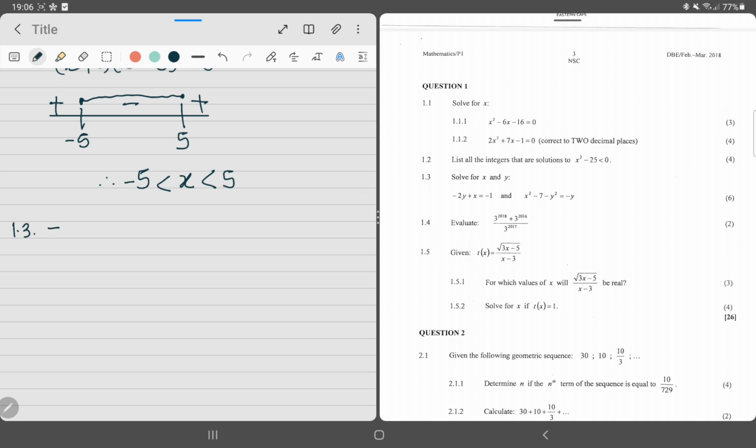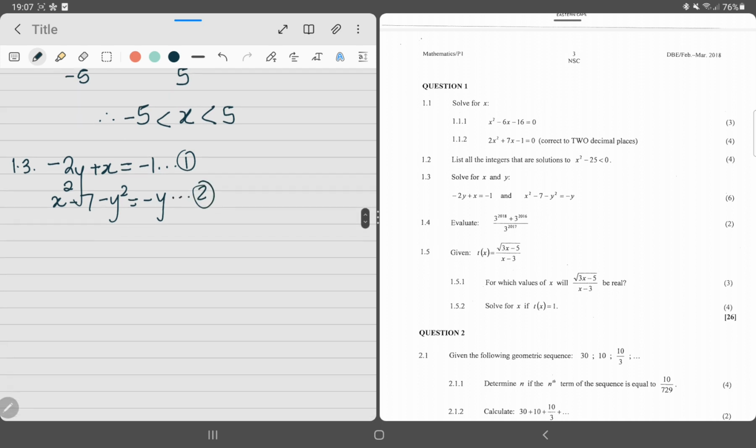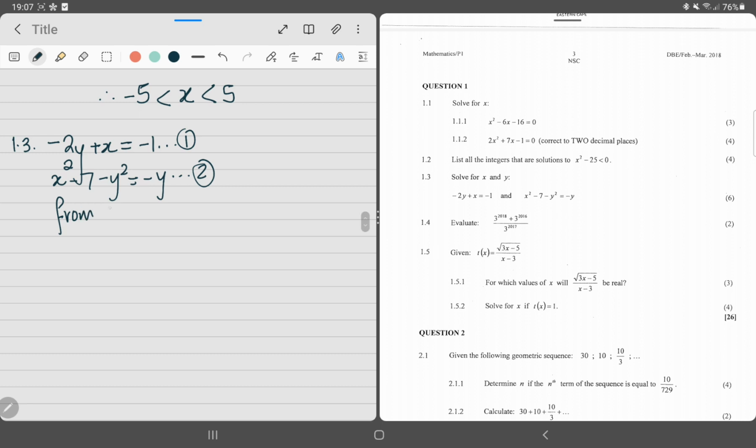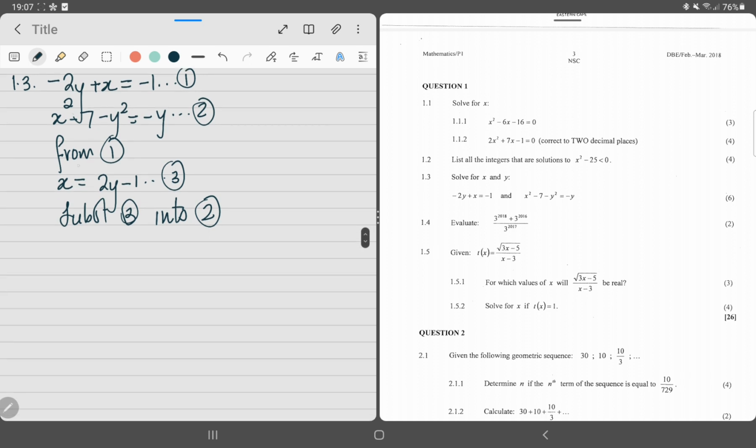1.3. Negative 2y plus x should be equal to negative 1. That's equation 1. x squared minus 7 minus y squared should be equal to negative y. And that is equation 2. From equation 1, x should be equal to 2y minus 1, which is equation 3. Substitute equation 3 into 2. So wherever I see x, I'm just going to substitute with 2y minus 1.